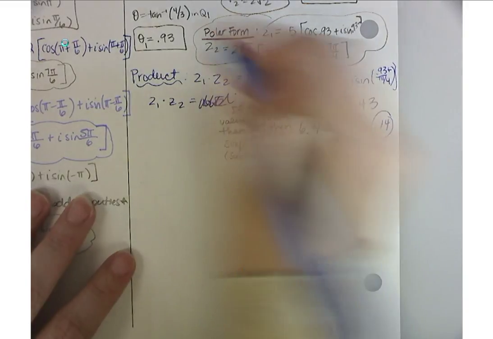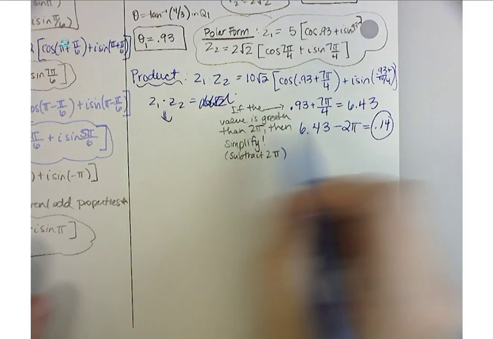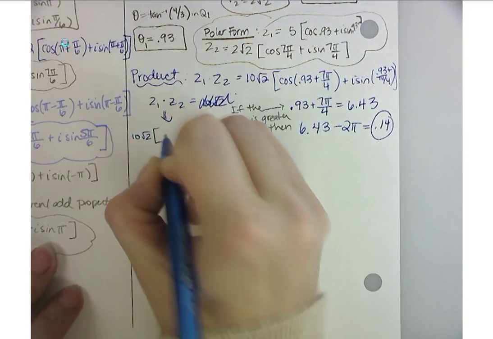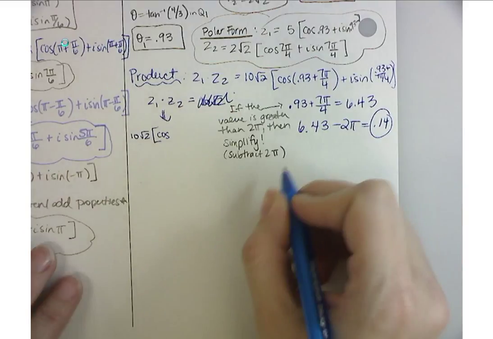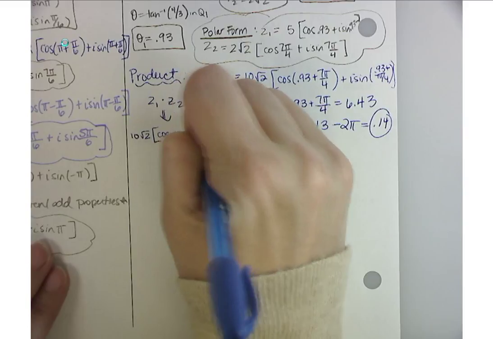So I'm actually going to just write this below. Okay, and then your final answer now is going to be 10 root 2, and then the cosine of 0.14 plus i sine of 0.14.